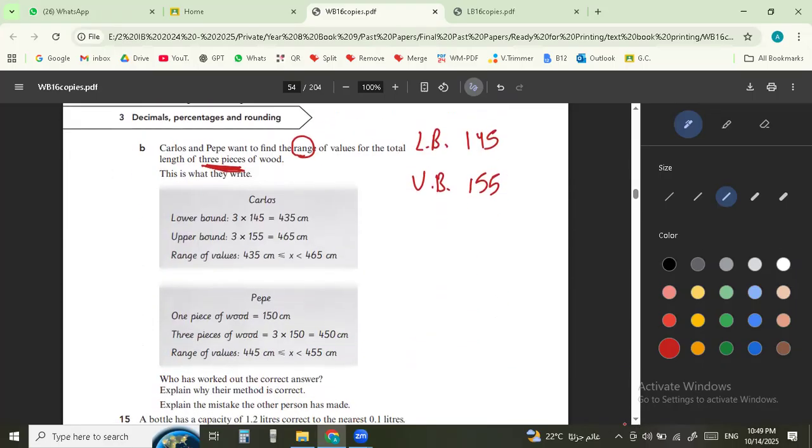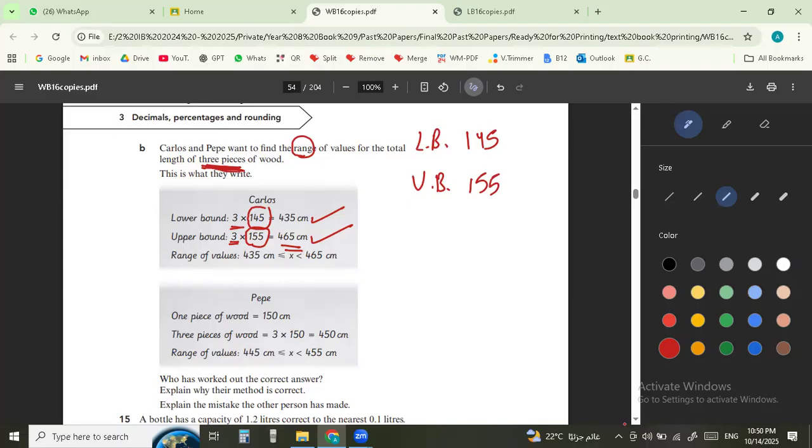Let's go down and see what they did. So they want 3 pieces. If I wanted the lower bound of 3 pieces, I'm going to do 3 pieces multiplied by the lower bound of 1 piece, which is 145. It gave him exactly 435. And 3 pieces multiplied by the upper bound, which is 155, is going to give him 465. So the range of values is x is greater than or equal to 435 and less than 465.